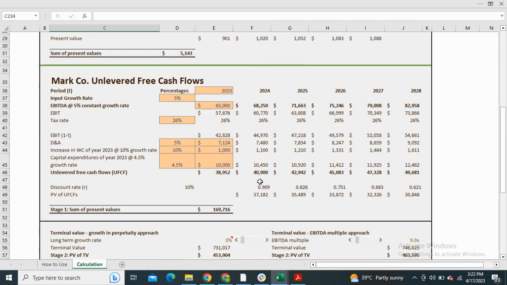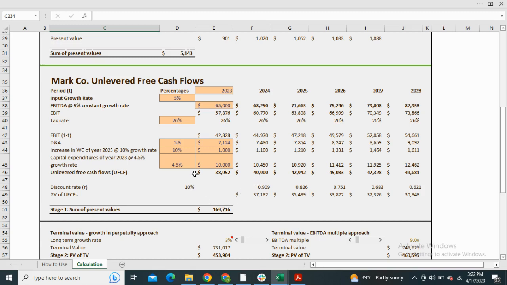Next, we have calculated the unlevered free cash flows. The unlevered free cash flows are also known as the free cash flows to the firm. And these are unlevered because we haven't included the interest on the debt.